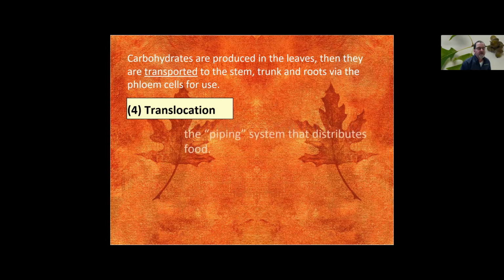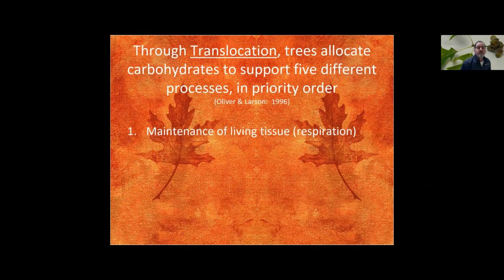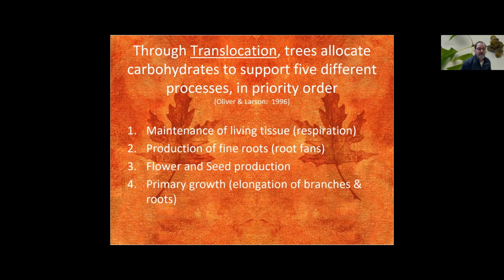Translocation is the piping system that distributes the food. Through translocation, trees allocate these carbohydrates to support 5 different processes, and they are in priority order. The first sugar that's being produced has to go to keeping living cells alive. That's respiration. Think of it sort of like our digestion. The trees are going to keep their living cells alive.